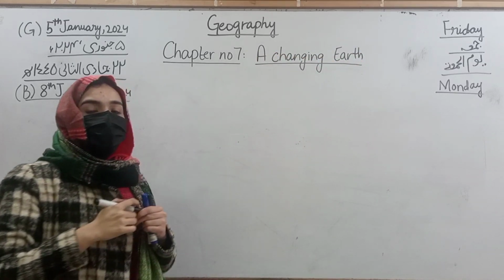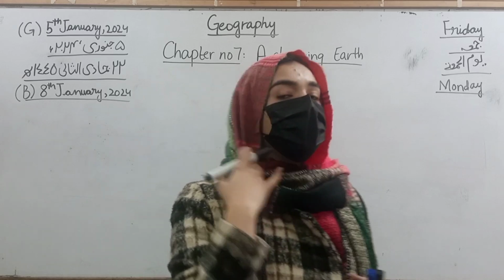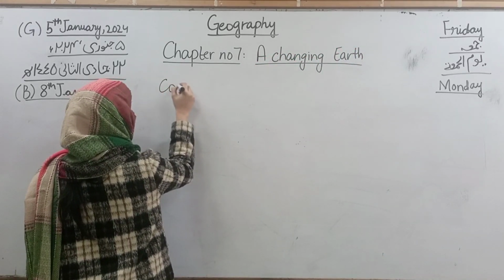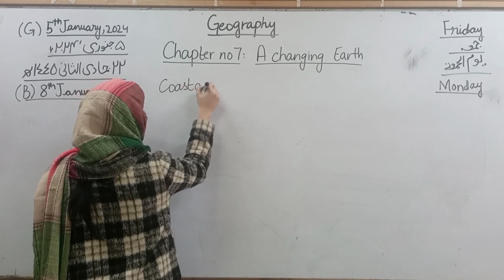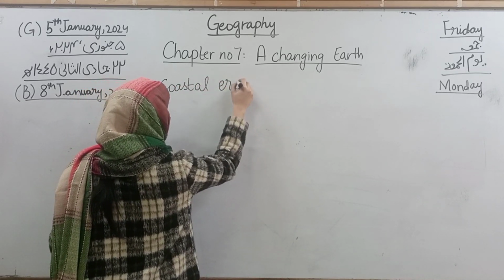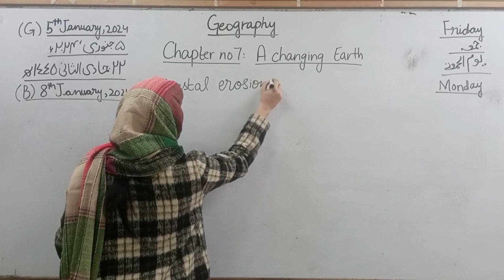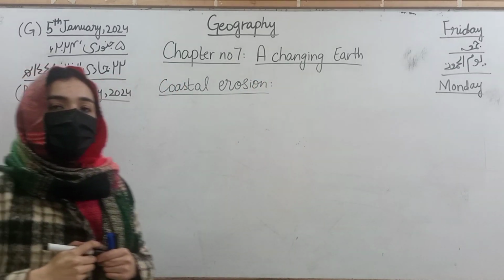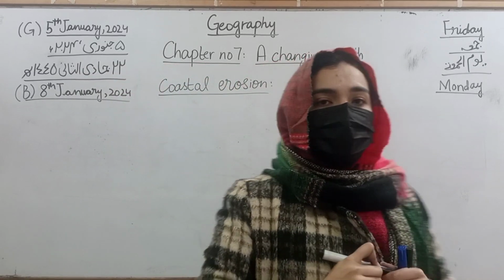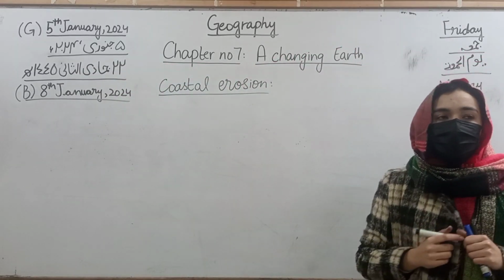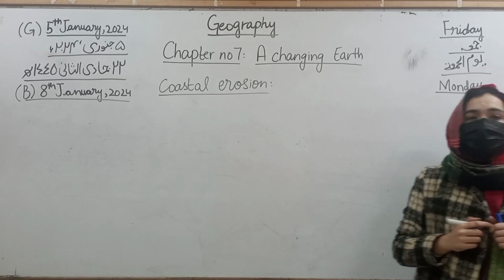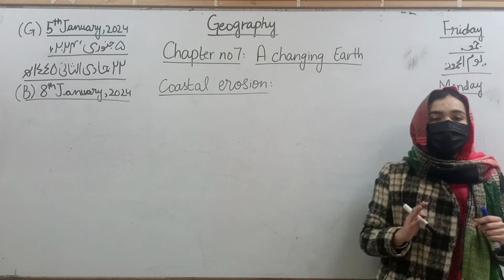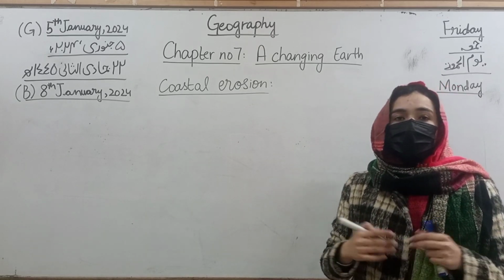Let's have a recap of a previous topic that we have discussed, which is coastal erosion. Can any one of you please tell me what is coastal erosion and how it occurs? Very good. Coastal erosion means the erosion that occurs along the coast of the sea and the rivers.